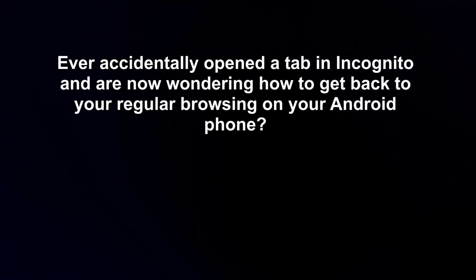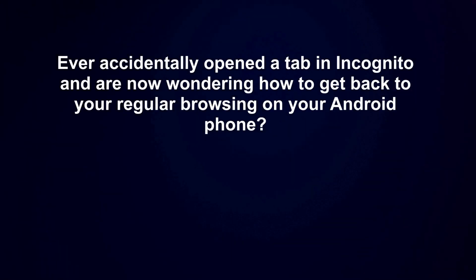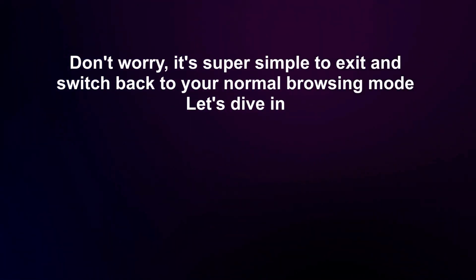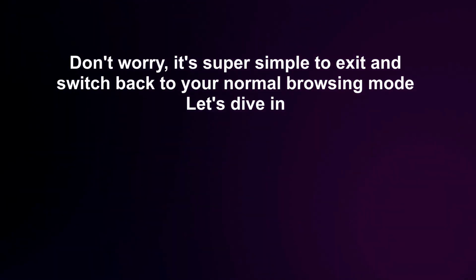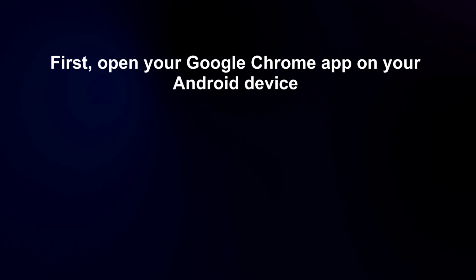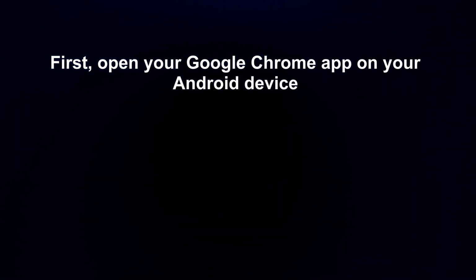Ever accidentally opened a tab in Incognito and are now wondering how to get back to your regular browsing on your Android phone? Don't worry, it's super simple to exit and switch back to your normal browsing mode. Let's dive in. First, open your Google Chrome app on your Android device.